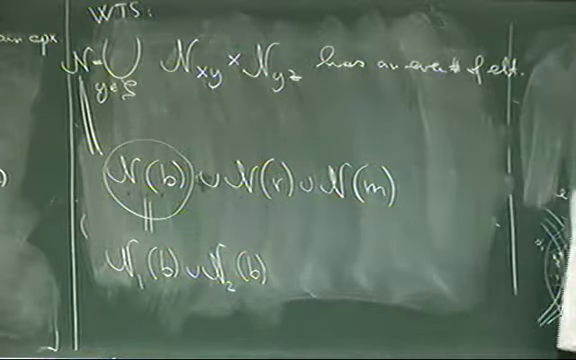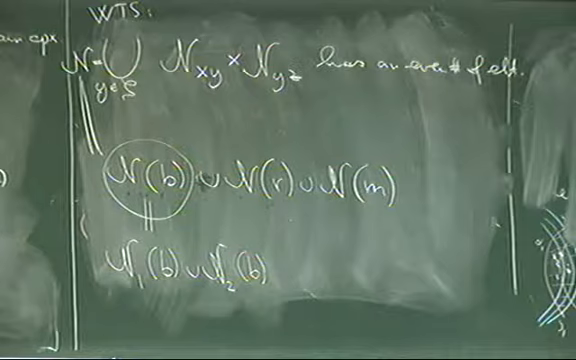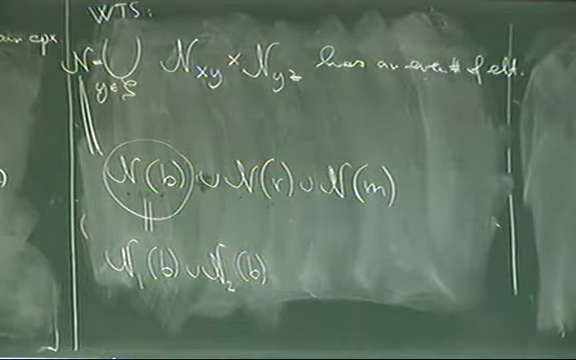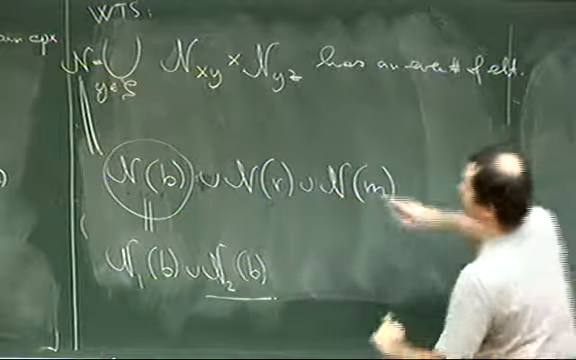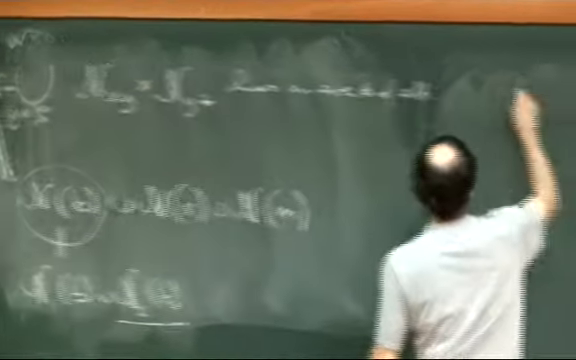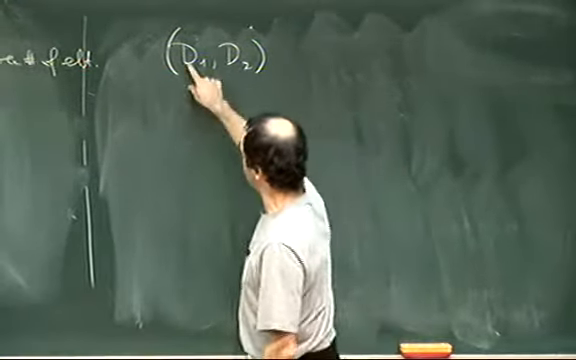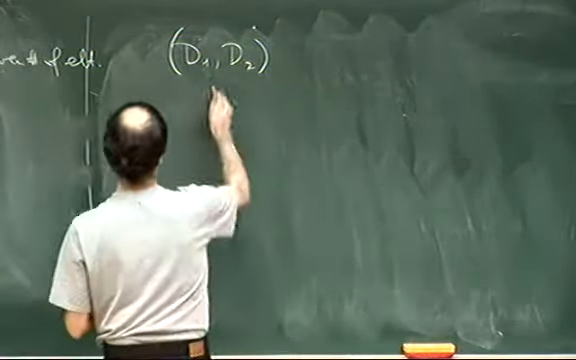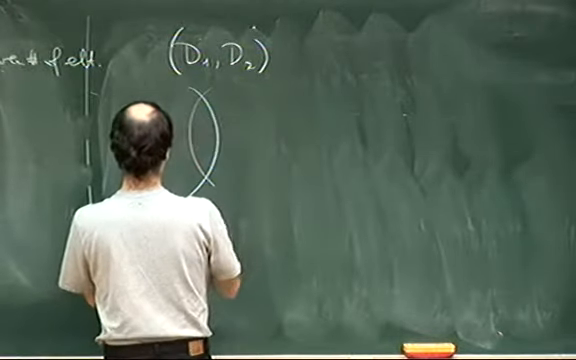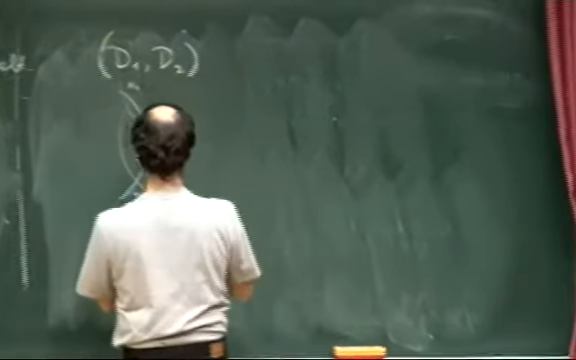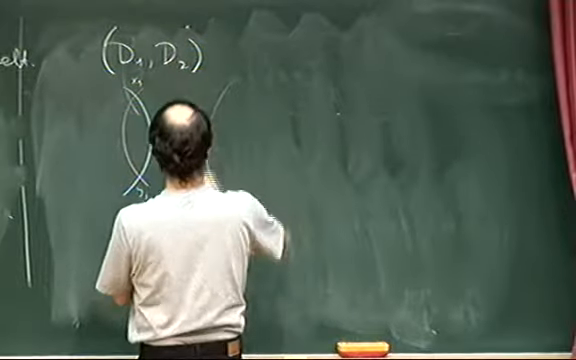But let me just do it. So these are the pairs from this product, the union of products. Two bigons which have the property that disconnects x1 and y1. And this is D1, and D2 connect some other 2 points.